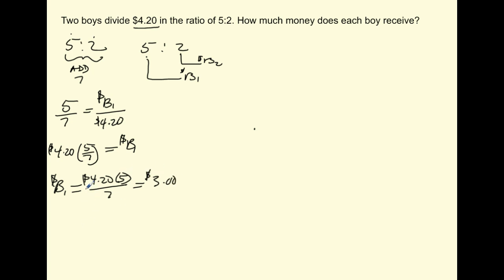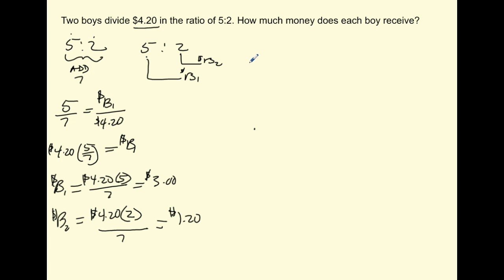Now look at how this equation is set up. We have boy 1 is equal to $4.20 times 5, that's the part he receives in the ratio, divided by the whole of the ratio. So therefore, we know that boy 2 receives $4.20 times, what is his part? 2. So we put 2 here. And what is the whole of the ratio? 7. And we put 7 there. And that's equal to $1.20.